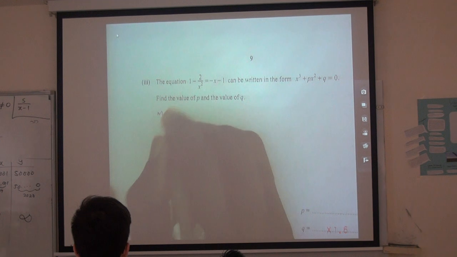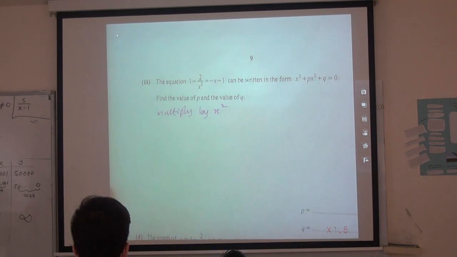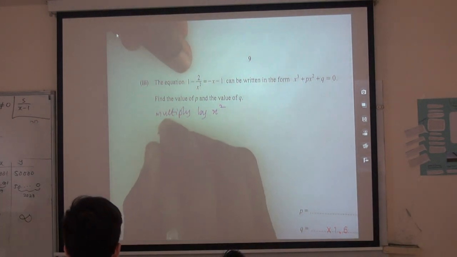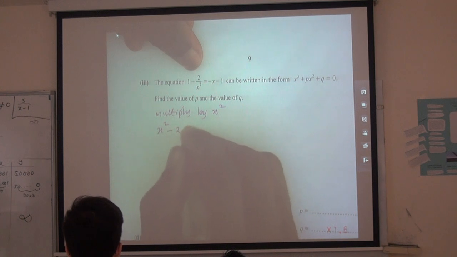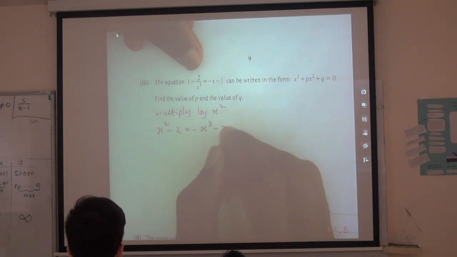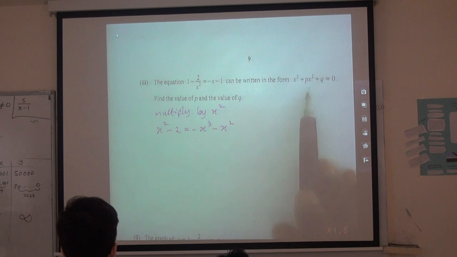So multiply by x squared. Now if you multiply by x squared, what do you get here? x squared minus 2 is equal to negative x cubed minus x squared. Now we do what Jamila is talking about. Bring everything to this side. And while you are doing that, arrange them in order, the cube, then the square, just like this format. Okay, so we do that.